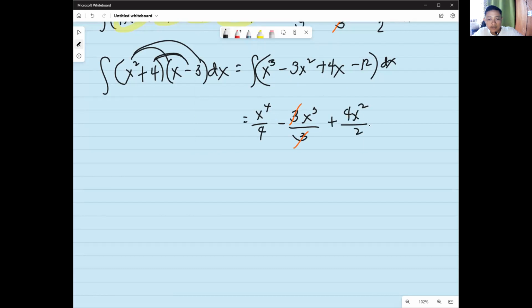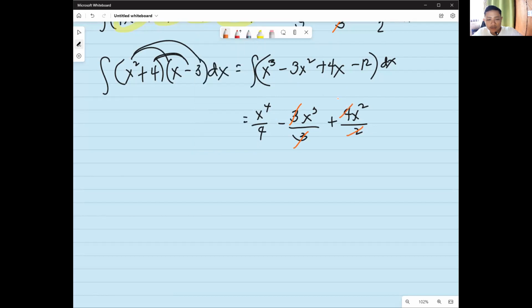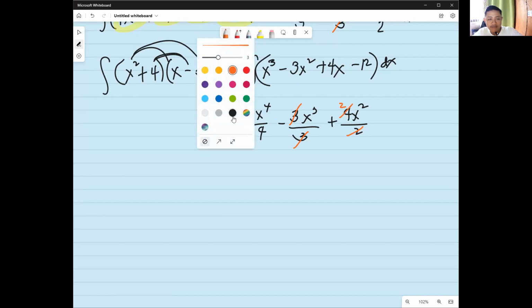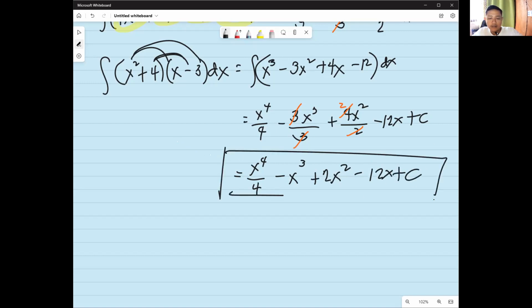4x squared over 2, okay, automatic. Cancel, simplify, this becomes 2. And finally, for our negative 12, we will just put x, negative 12x, and don't forget to write plus c. And of course, to just make it clear, it becomes x raised to 4 over 4 minus x cubed plus 2x squared minus 12x plus c. Very good. Your answers are correct.